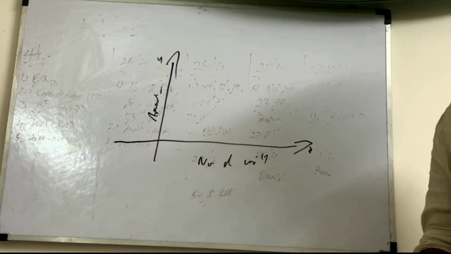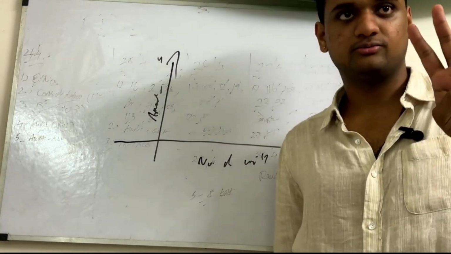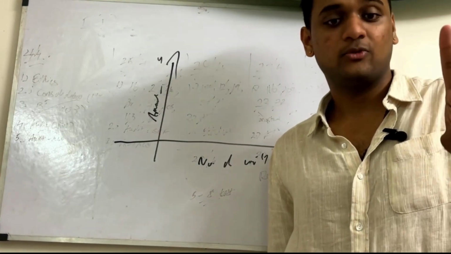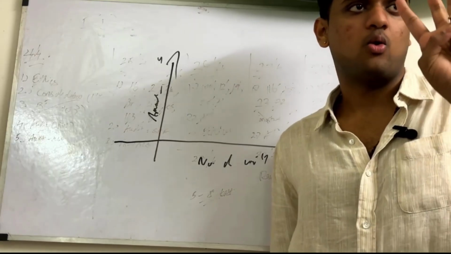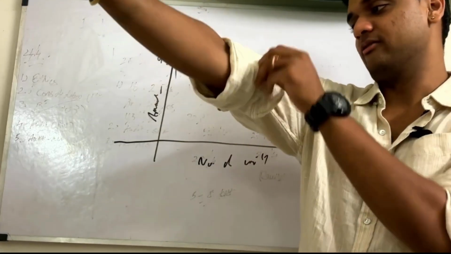This is amount. We will draw lines. 3 lines totally we have to draw. One is the sales line, one is the total cost line, one is the fixed cost line. 3 lines you will draw. In the next 5 minutes, you will know it very thoroughly. Wait for some time.